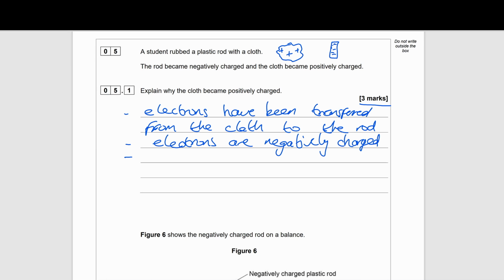So what can we say then about our cloth in this case? The cloth is not gaining any protons, because remember, the protons have the positive charge. It's just losing the electrons. So the reason why the cloth is positively charged now is because it contains more positive charges than negative charges.